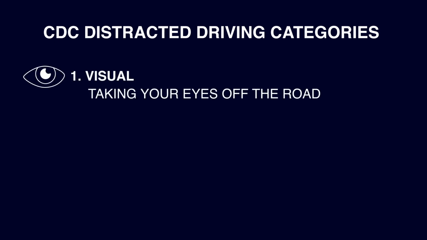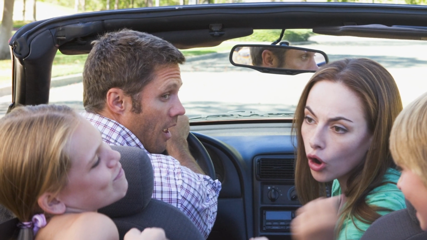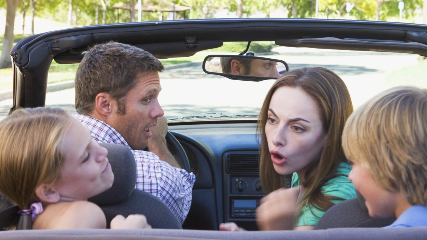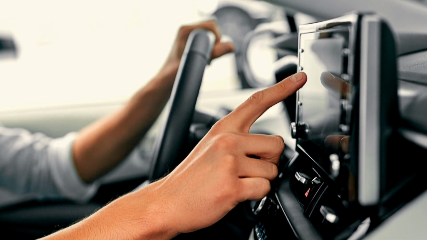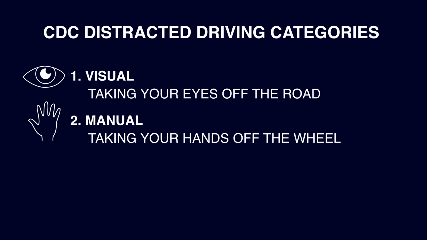According to the CDC, the different types of distracted driving fall into three main categories. The first is visual, which would mean taking your eyes off the road. Examples of visual distraction would be a parent turning around to deal with children arguing in the back seat or operating a nav system. The second type is manual, which would mean taking your hands off the wheel.